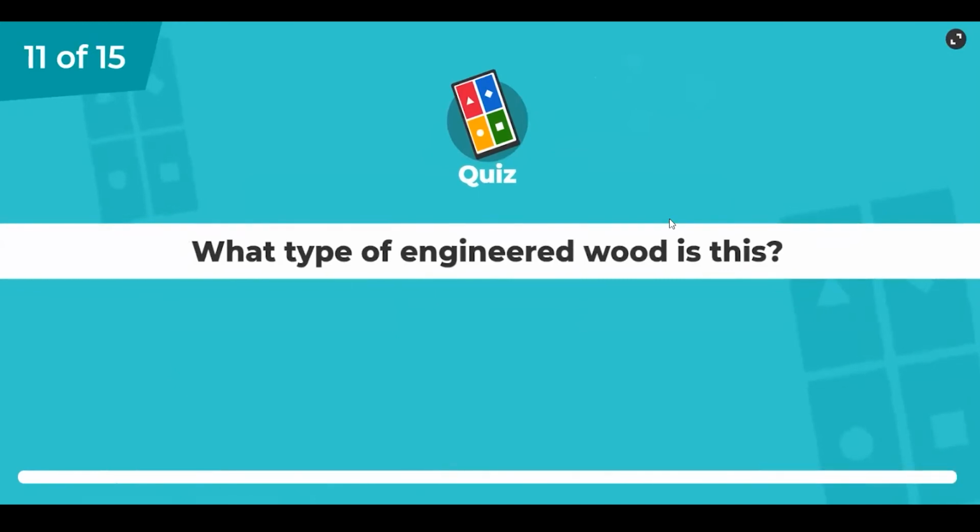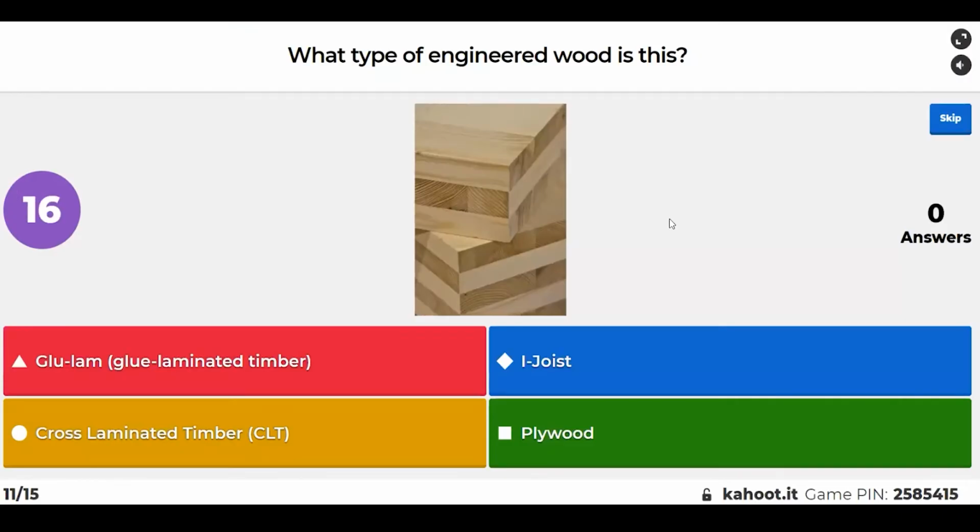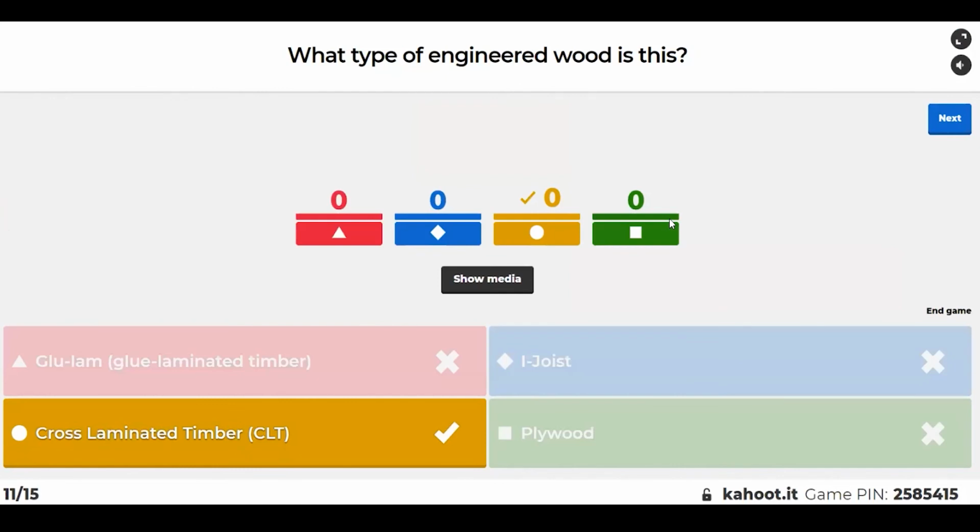Yeah, can't wait. Okay, so this kind of looks like the first one where it's different pieces glued together, but it's much, much wider. You notice how the grain crosses the whole way? Oh yeah, cross laminated timber. Yes.